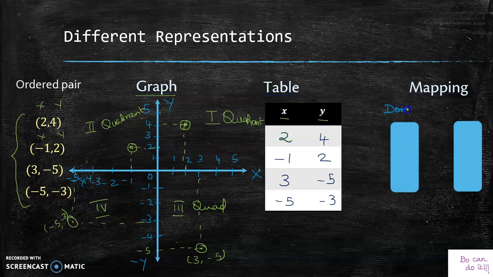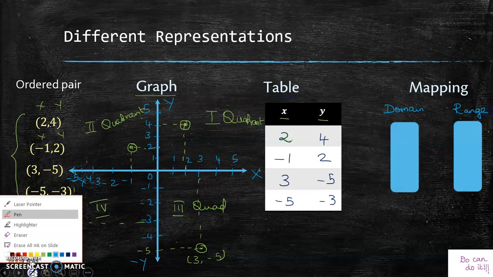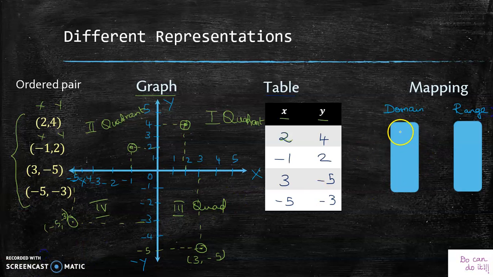This is very important. You may get it in your exams. The y-axis values are called the range. So now we have to write the x-axis values here: 2, negative 1, 3, negative 5. And in the same way we will write the range here: 4, 2, negative 5, negative 3.